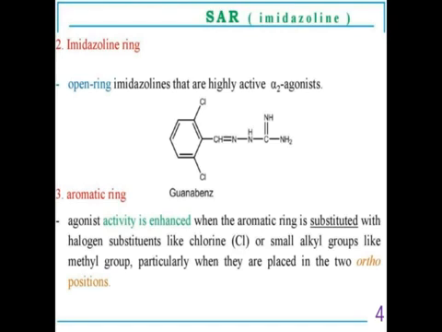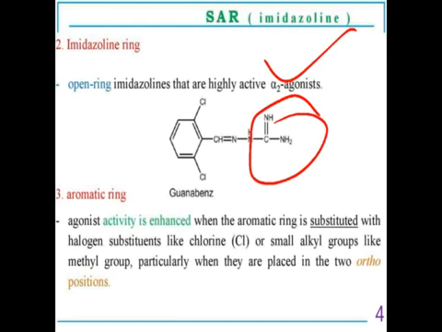Now the imidazole ring. So imidazole ring is present, but if imidazole ring is present in the form of open ring, so here you can observe the imidazole ring is made in the form of open chain. At that time, the drug is highly active for the alpha 2 agonist.